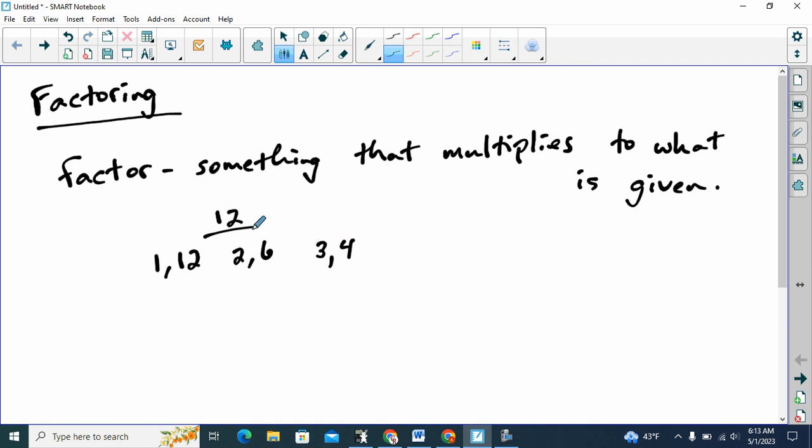We are going to find factors of polynomials. We're going to be given a polynomial, and we are going to write the things that, when multiplied together, give me the given polynomial. Before we do that, quick review.